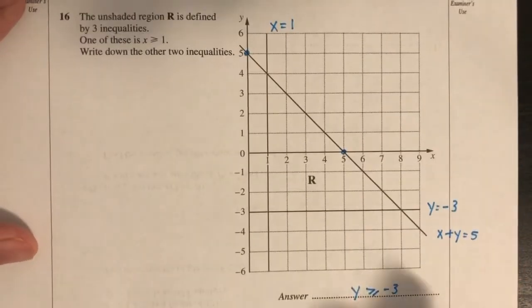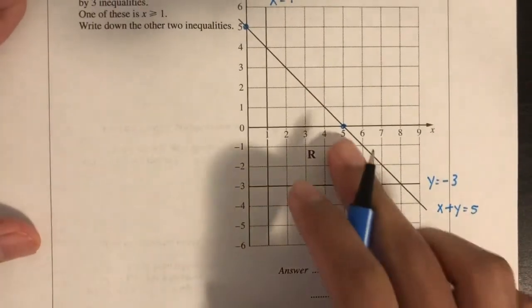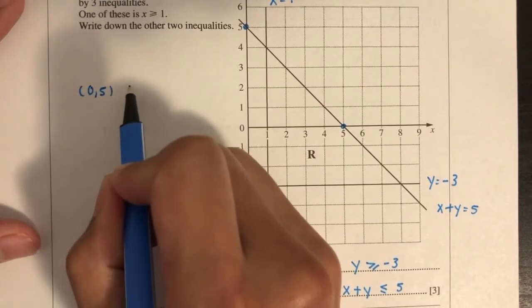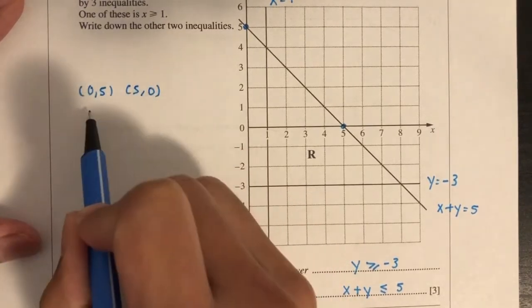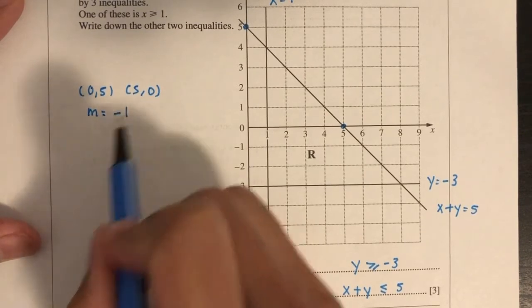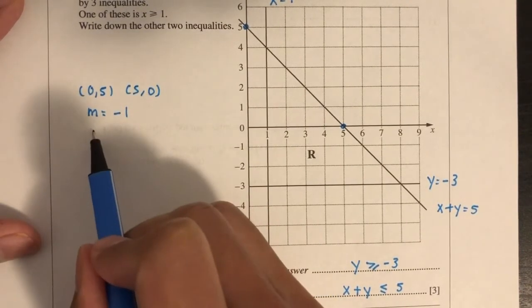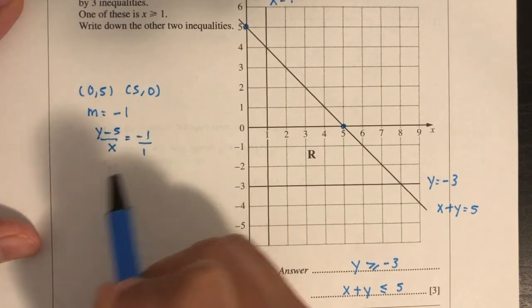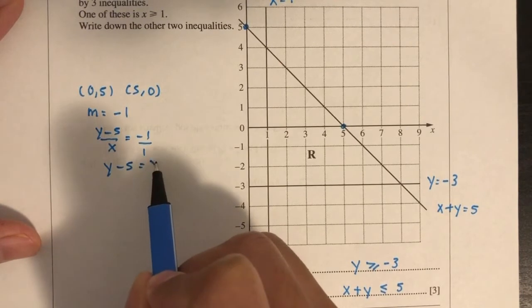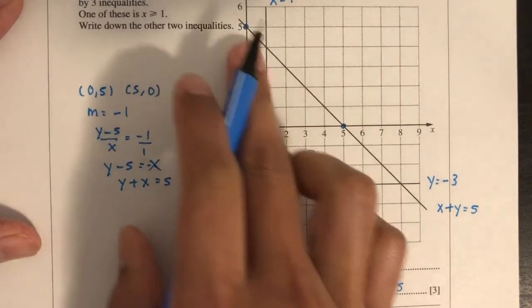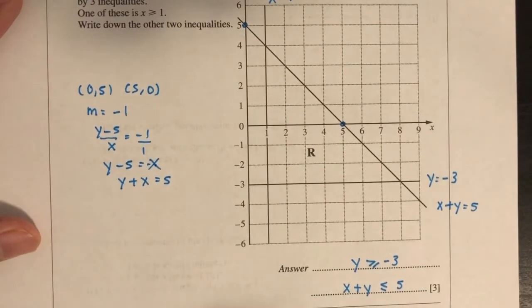The thing is that you just have to find the equation of those lines. If you don't know how to find this, you can first find 2 points. Write down the 2 points. So this is the point 0, 5 and 5, 0. From this we can find the gradient, which is equal to minus 1, and then you can find the equation by using either point. So you can use this one, y minus 5 over x equal to minus 1. That will be y minus 5 equal to minus x. That will be y plus x equal to 5. So this is the equation of the line that you need for this inequality.